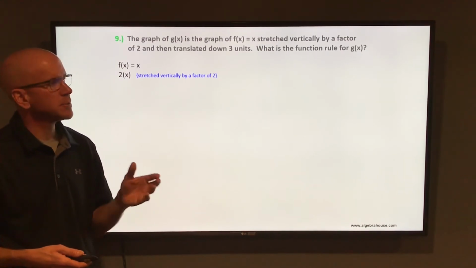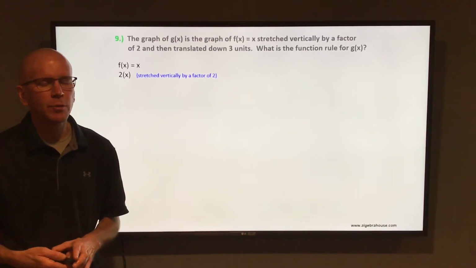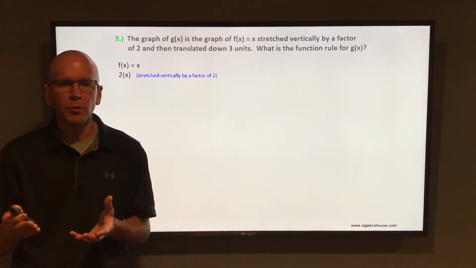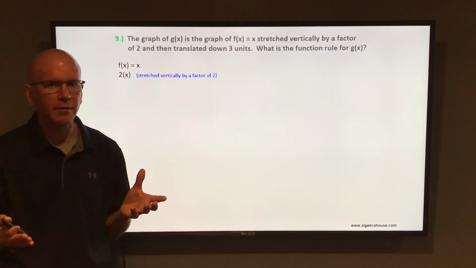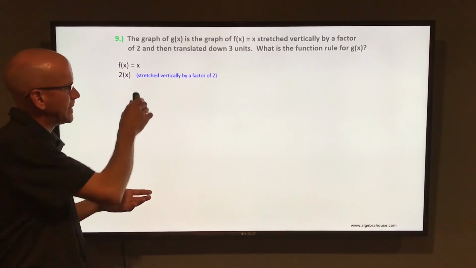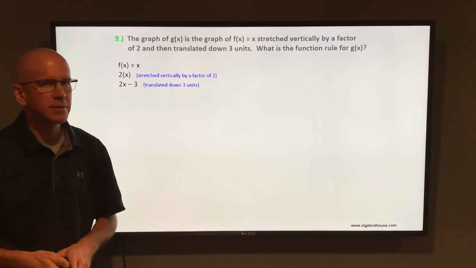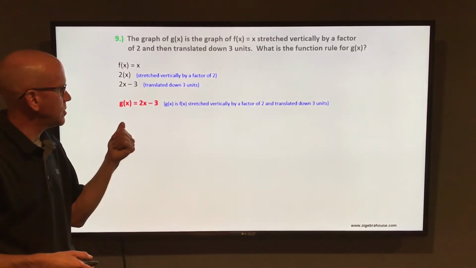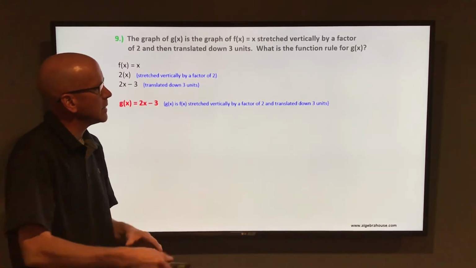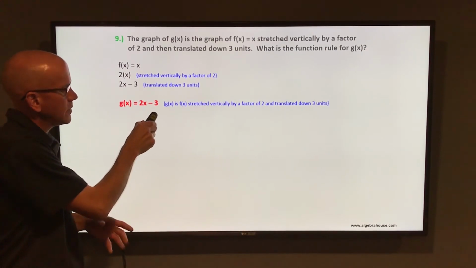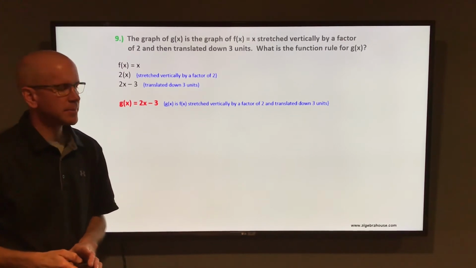But we also need to shift that, or translate that, down 3 units. Remember, if you take a point on any graph and you want to shift it down 3 units, you would subtract 3 from the value of y. Right now, the value of y is 2x. If you subtract 3 from that, it becomes 2x minus 3. So there it is. g of x equals 2x minus 3. That's taking this f of x, stretching by a factor of 2, and then shifting it down 3 units.